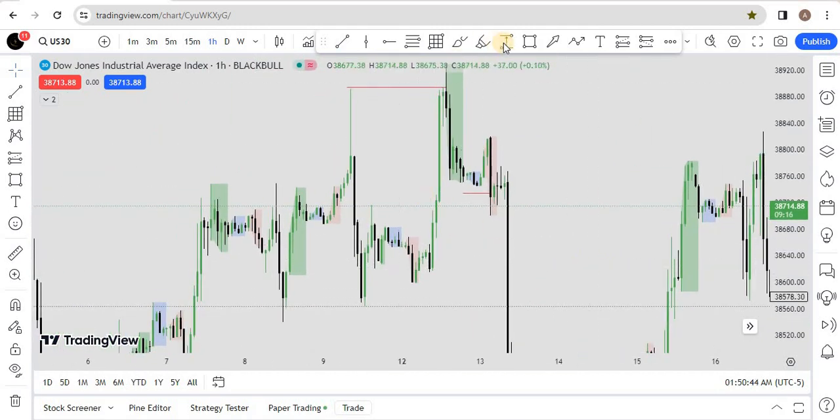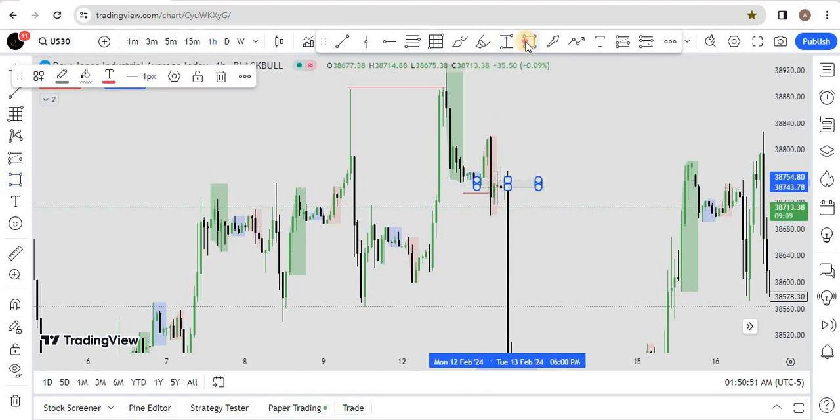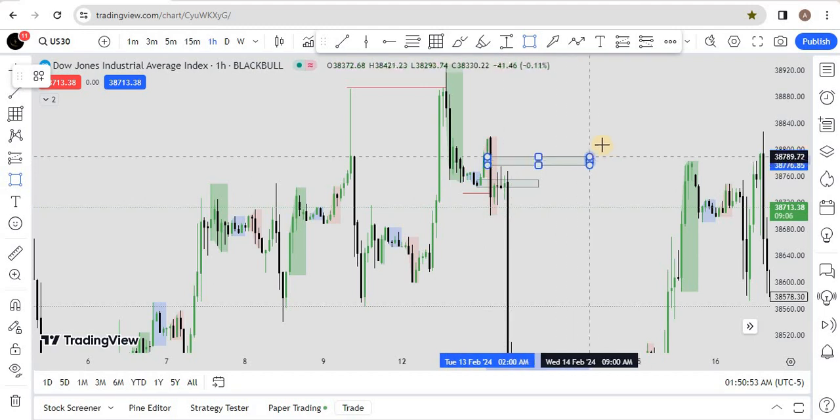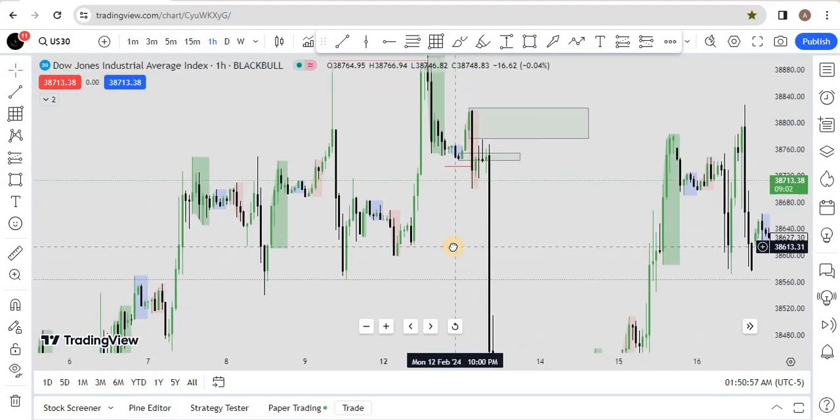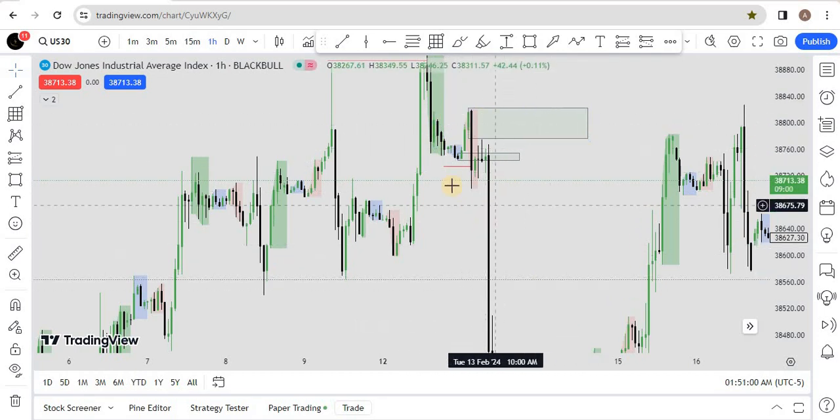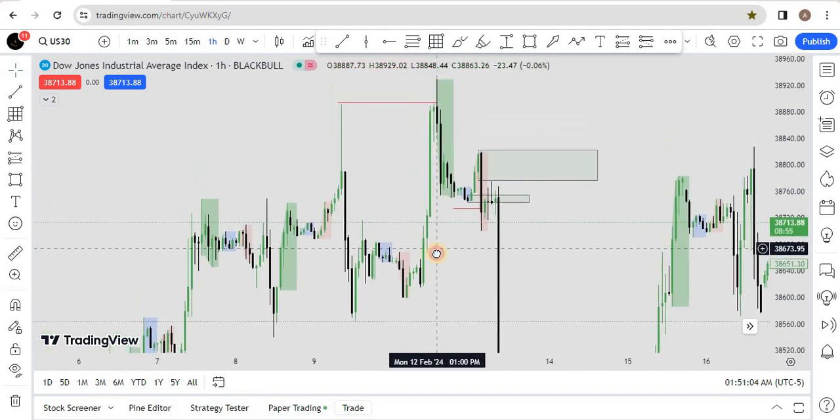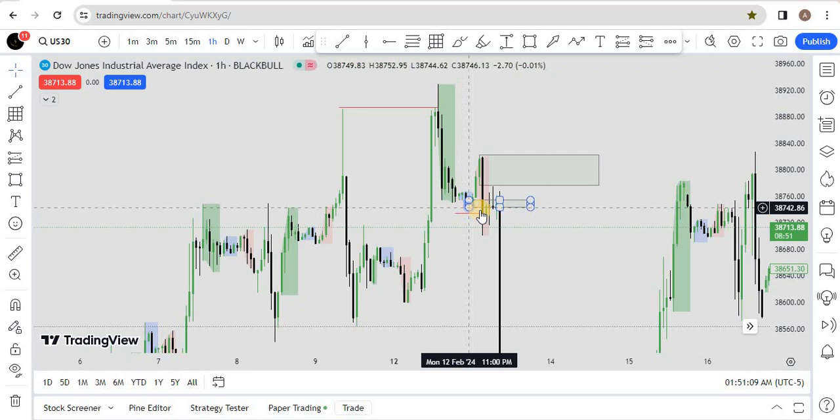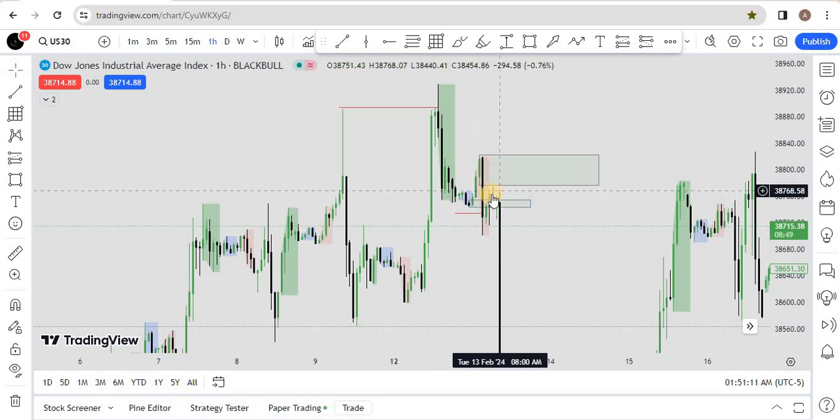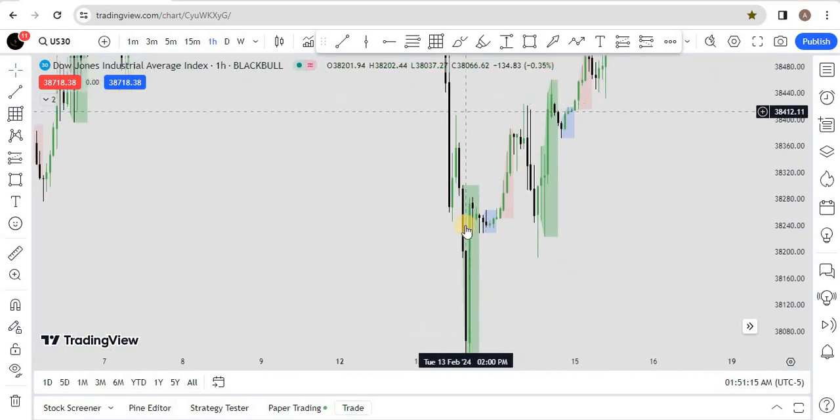We have three types of entries: breaker block, order block, okay, and here is not a mitigation block, but there is one, I will show you. You see price took out the liquidity, market structure shift on kill zone hour, price tapped on it and gave us a reaction downside.